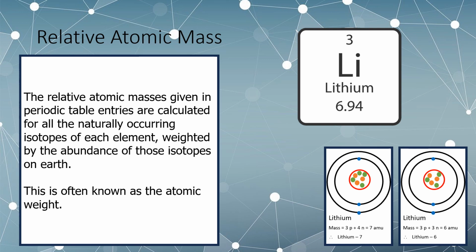So this is what we call relative atomic mass, and it's given in the periodic table because it's calculated for all naturally occurring isotopes of each element. It's often also referred to as the atomic weight.